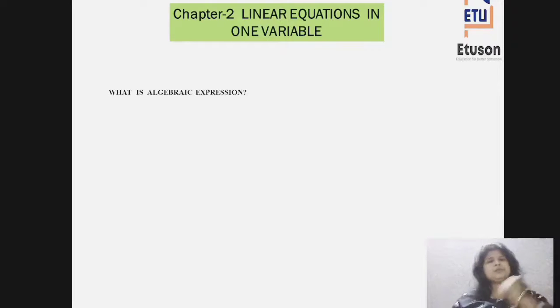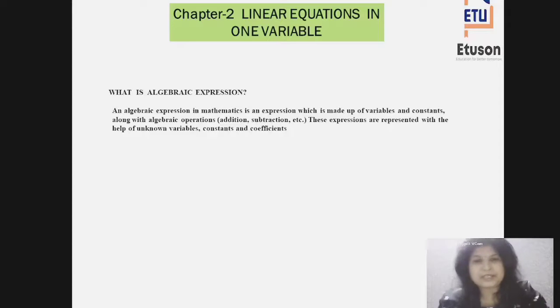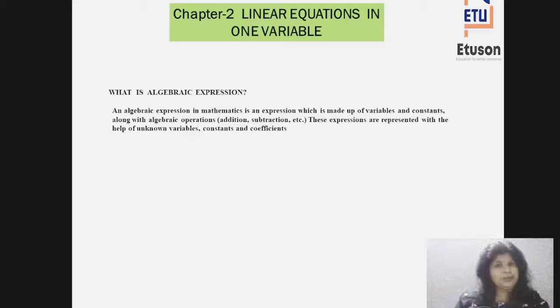So first we should understand what is an algebraic expression. An algebraic expression in mathematics is an expression which is made up of variables and constants along with algebraic operations like addition, subtraction, etc. So in this expression basically we use the unknown variables, constant and coefficient. All these terms I think you are acquainted with in the lower class. So this is a kind of revision for you.